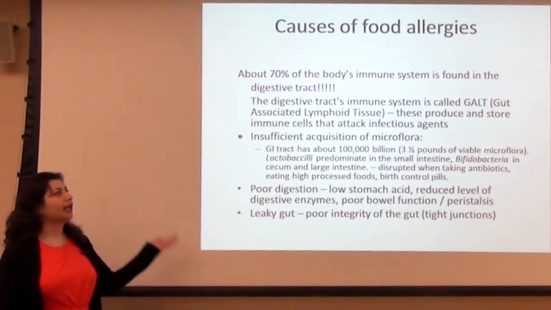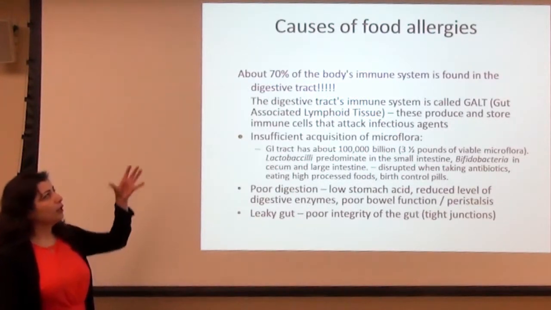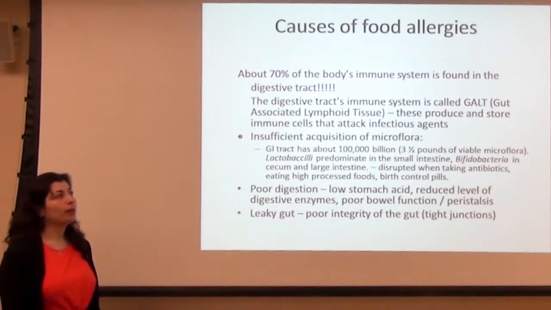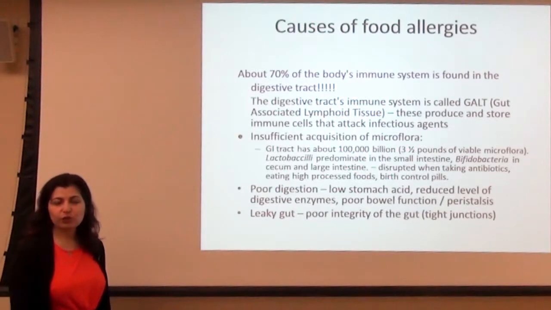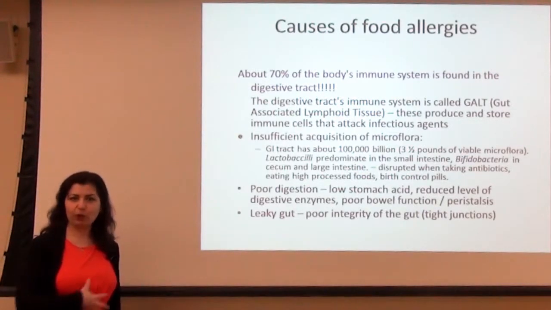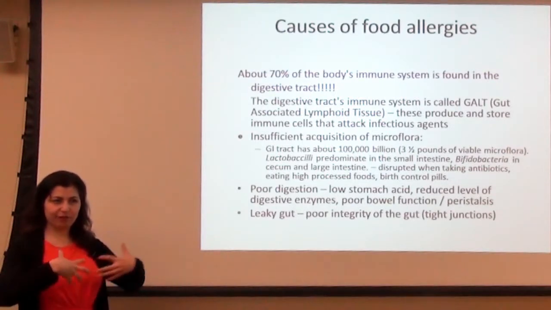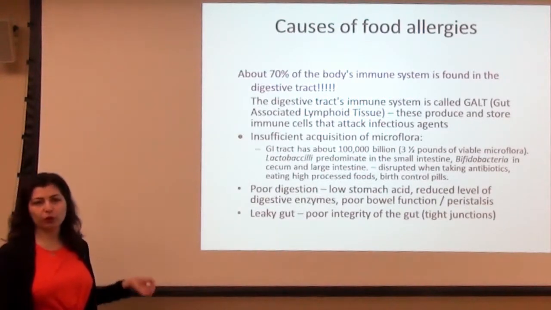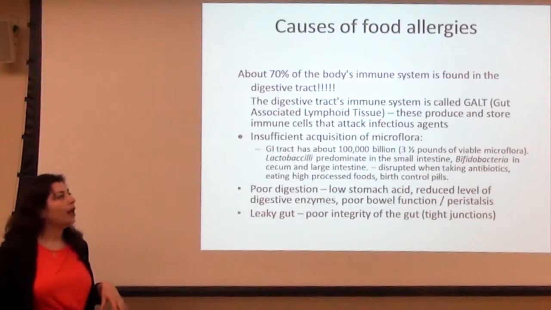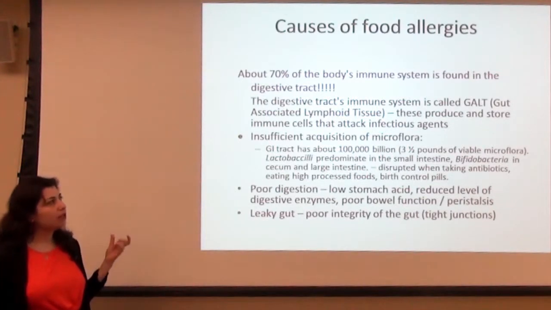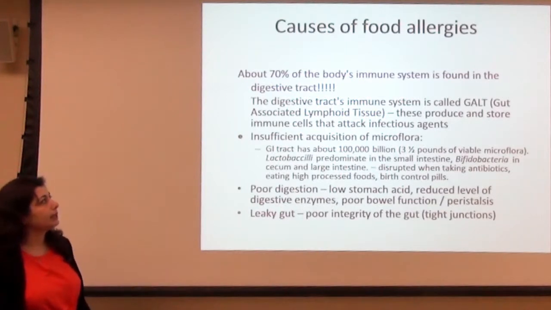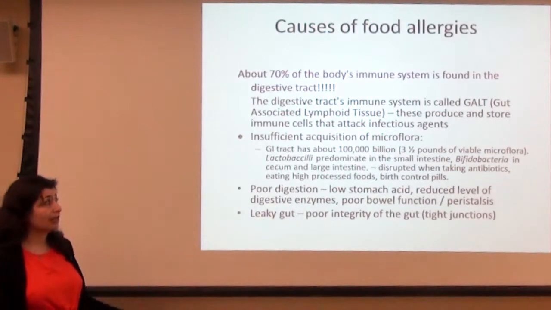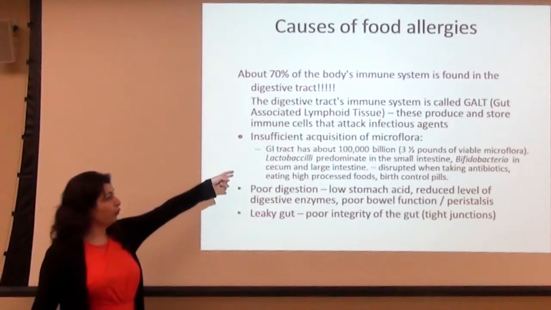So backtracking again, why does our food affect our immune system? Well, first of all, 70% of our body's immune system is in our digestive tract. So if you eat something and it goes in your digestive tract and your immune system has an effect systemically, of course you're going to have reactions throughout your body. So the first place we always want to go is looking at balancing digestion. If you look at the cells of the digestive tract, they're called GALT, the gut-associated lymphoid tissue. These produce immune cells, and they also attack infectious agents. This is a really cool fact.